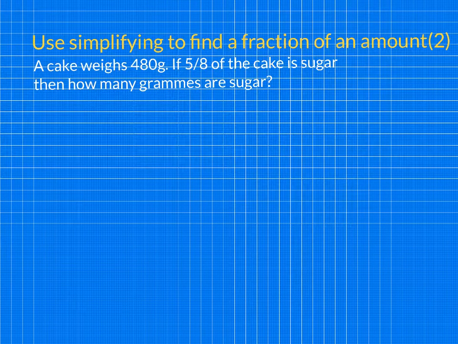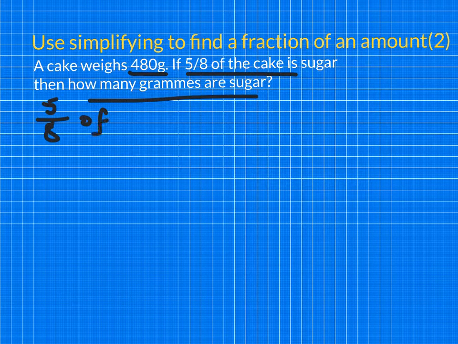In this case, we're going to use our simplifying method to find a fraction of an amount. A cake weighs 480 grams. If 5/8 of the cake is sugar, then how many grams are sugar? So we're looking to find 5/8 of the cake, and the cake is 480 grams.